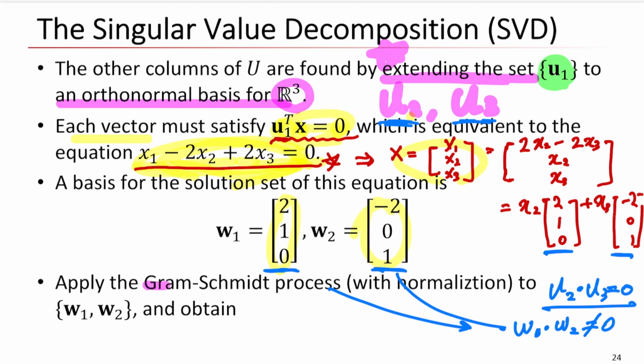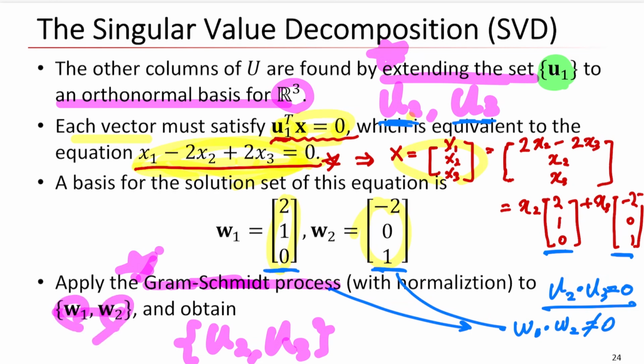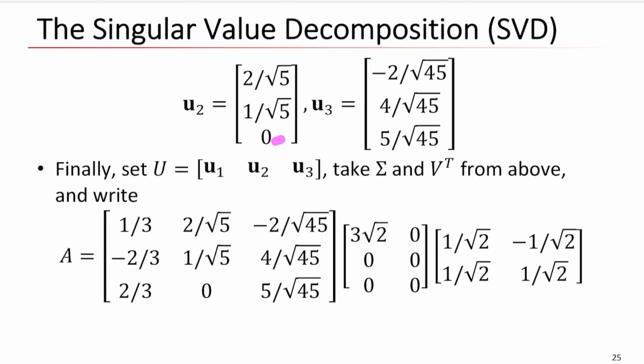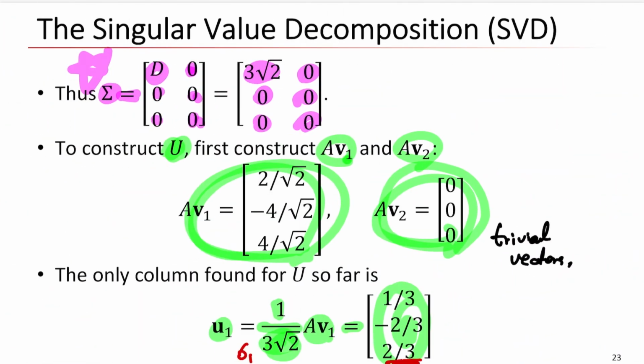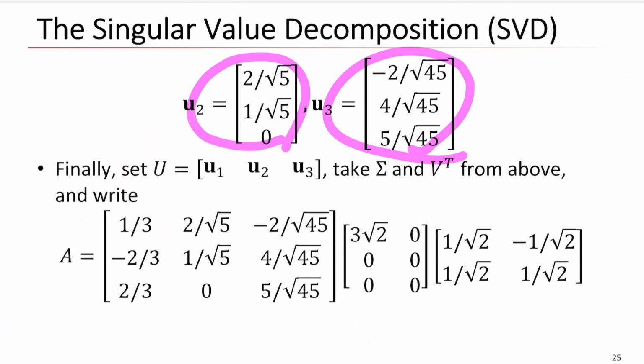So how can we solve this? We can use the Gram-Schmidt process on W1 and W2 to find the orthogonal vectors U2 and U3. Also we have to find an orthonormal basis, so we can find orthonormal vectors from W1 and W2 by using the Gram-Schmidt process. Okay, so we already talked about the Gram-Schmidt process. And from W1 and W2, we can find U2 and U3 here. So now we have U1, U2, and U3.